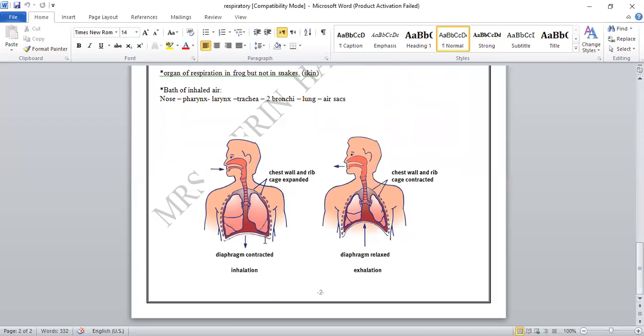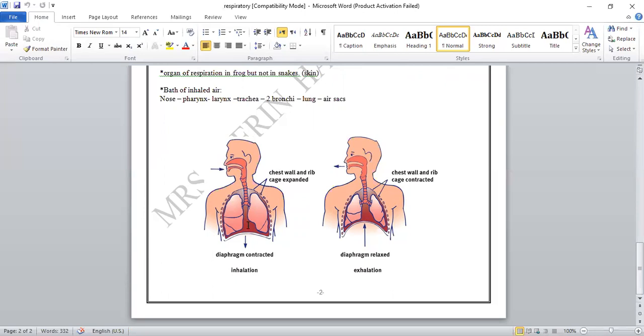The diaphragm. Do you know the diaphragm? Is it the one that separates the respiratory system and the digestive system? No, it separates the chest cavity from the abdomen cavity. It separates the chest from the abdomen. Can we say it separates the digestive from the respiratory? No, the accurate scientific definition is that it separates the chest cavity from the abdomen cavity.